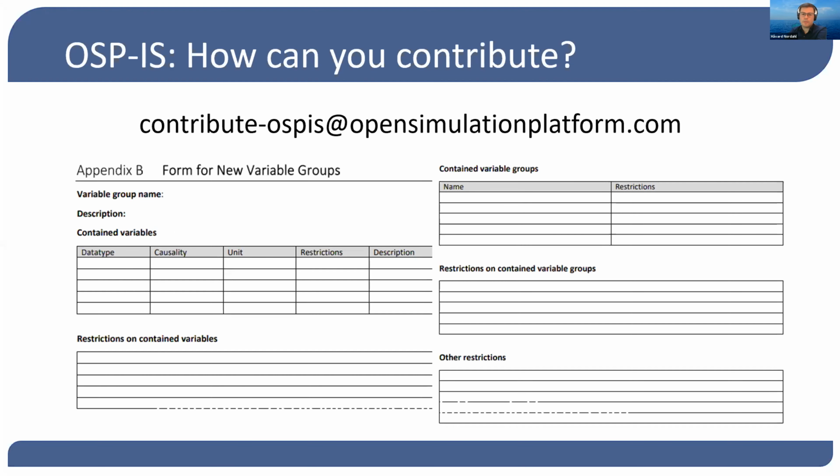And if you have specific variable group suggestions, you can go to Appendix B in the OSP-IS document, copy the form, fill it out and send it to us. Appendix B also contains some pre-filled example forms to guide you in how you can use this form. And if you would like to include some explanation in addition to this form, just write the explanations in an email and attach the form.